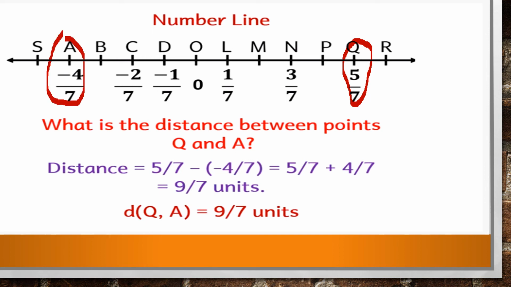And if you notice, the denominators are the same, so you don't have to make them the same, and you can easily solve the numerators with the minus signs that are mentioned. So 5 upon 7 plus 4 upon 7, because minus and minus they add up. Okay, and you get 9 upon 7 units. So the distance between Q and A is equal to 9 upon 7 units. I have one more sum like this, so let's have a look at that as well.